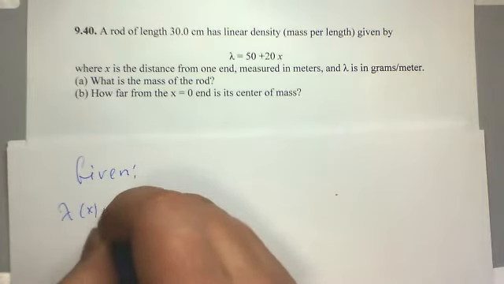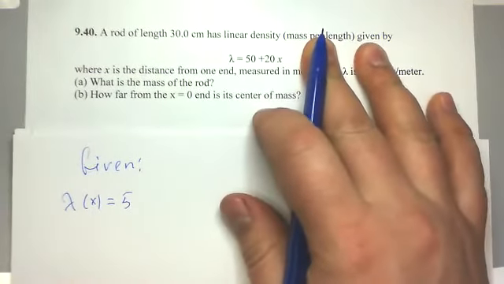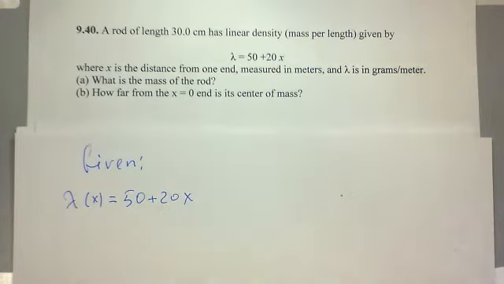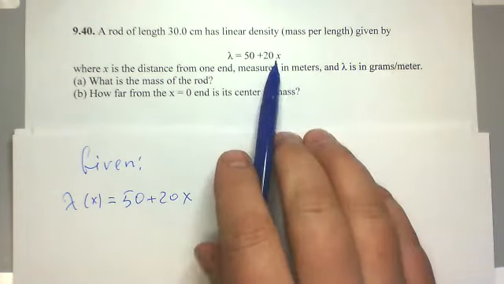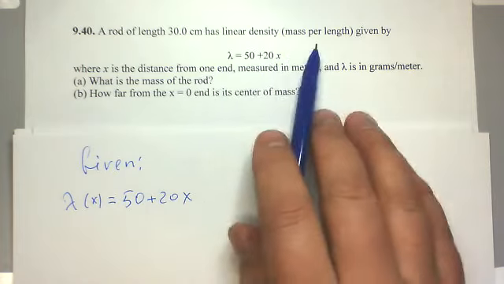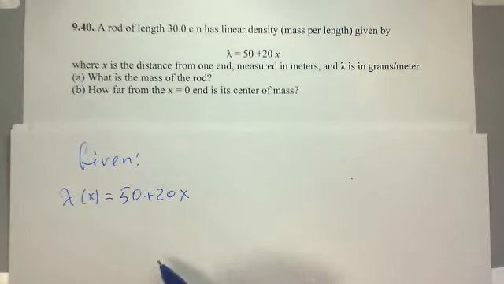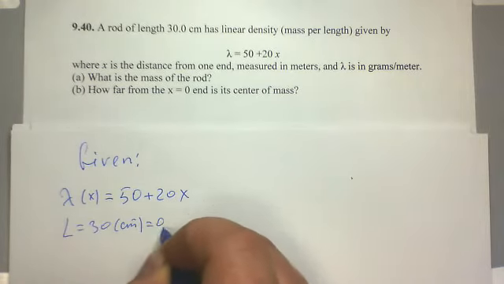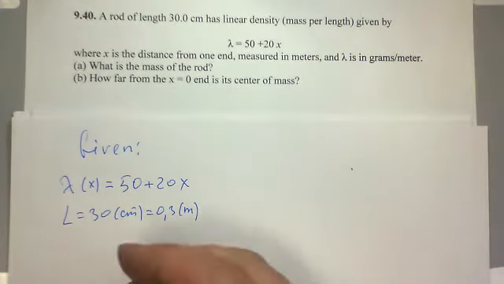Lambda is now a function of x, equal to 50 plus 20x. So the mass is distributed non-uniformly along the length. It depends on the position of the part of the rod that you're considering. So mass per unit length is not constant. It is also given that the length of the rod is 30 centimeters, which is 0.3 meters. Let's convert everything to meters and seconds.